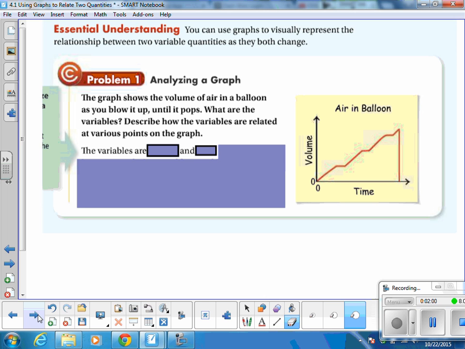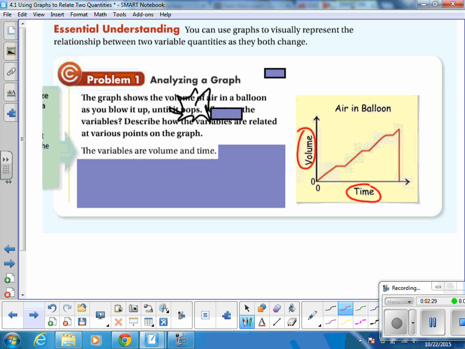Let's analyze a graph. This graph shows the volume of air in a balloon as you blow it up until it pops. What are the variables? Describe how the variables are related at various points on the graph. Maybe you want to pause and consider these two before I continue talking. So the two variables that are played out here are the volume of the air, and the other one is the time it's taking to fill the balloon. The variables are the volume and time. So let me explain as we look at the graph.